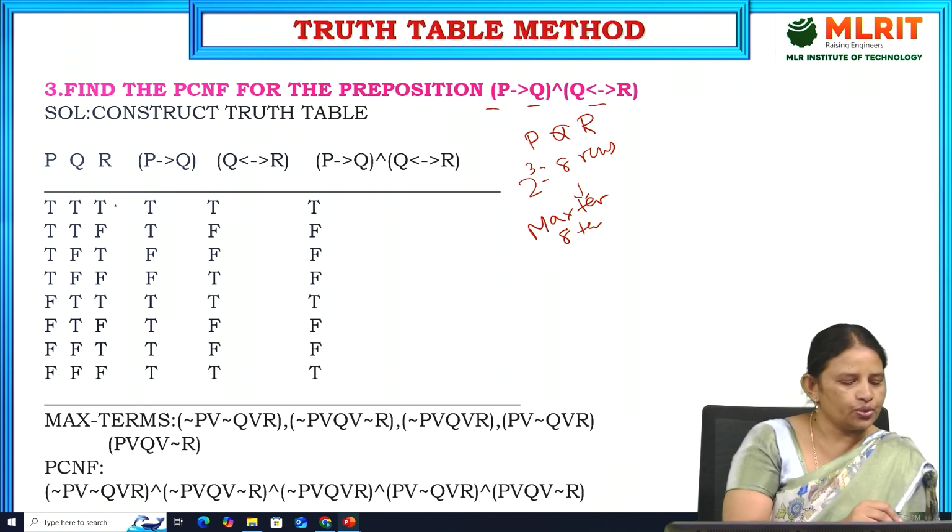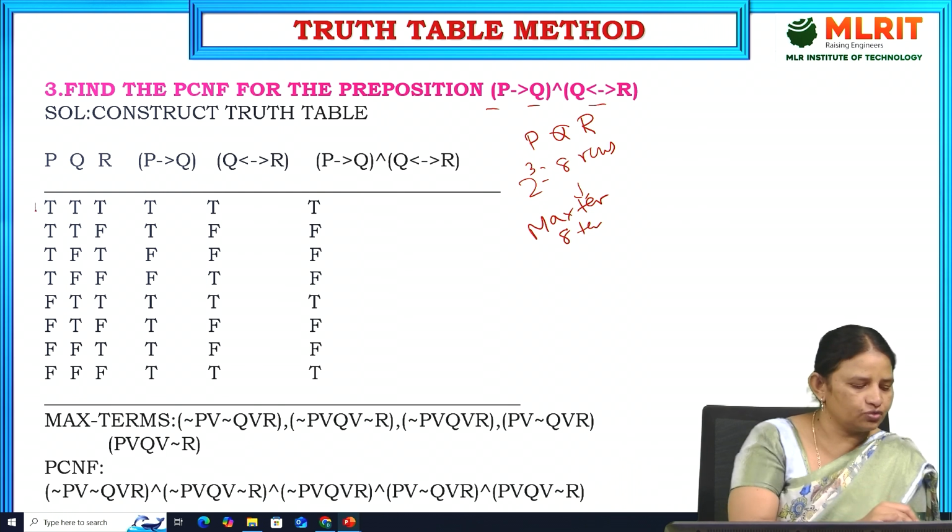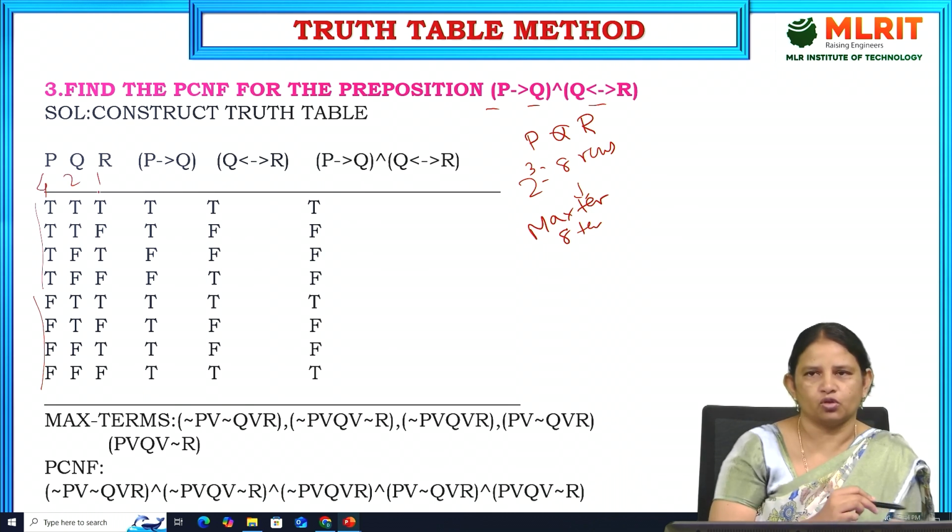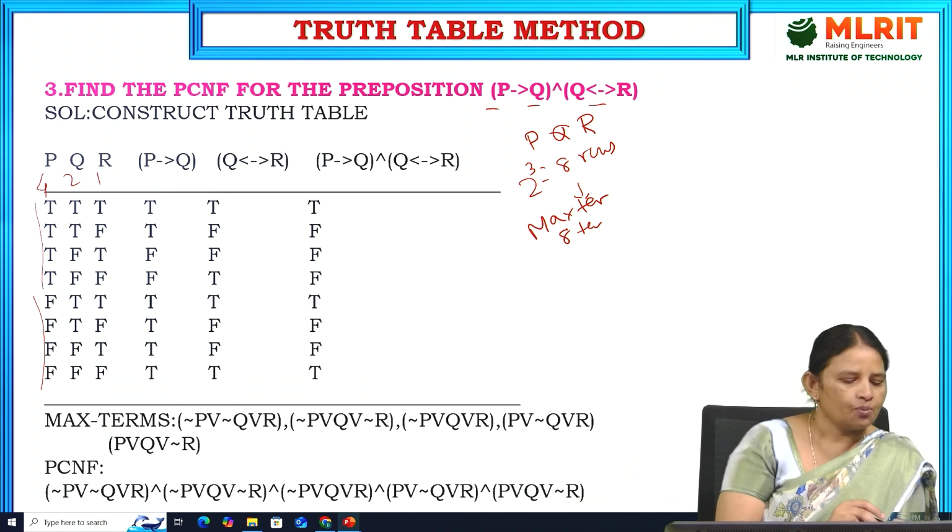Based on the max terms we need to construct the PCNF. So P, Q, R, construct the truth table. The simple manner is: the first 4 values are true, the last 4 values are false. Then the next column follows a 2 to 2 pattern, and the last column alternates: true, true, false, false. Like that you have to remember. Okay. P implies Q.